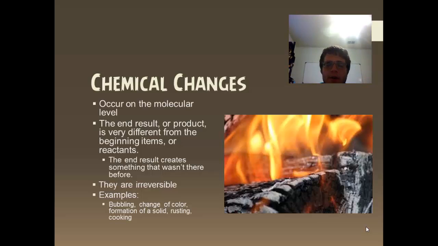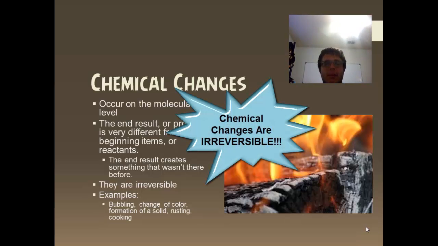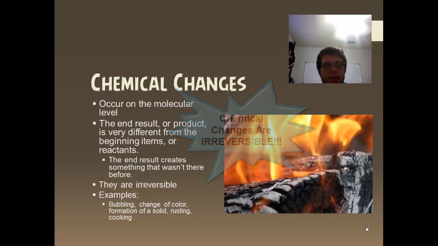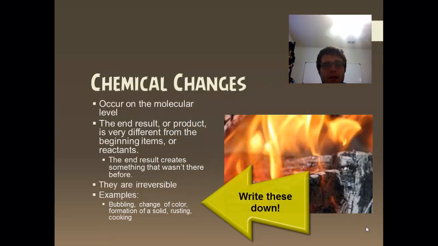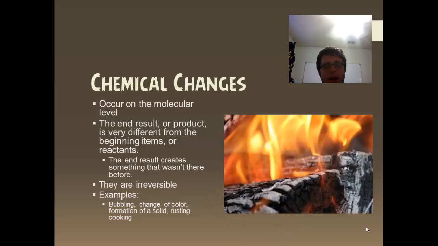but also it can't be reversed. You can't do anything to bring that wood back to the way it was whenever you first put it in the fire. There are other examples and indicators of chemical changes: bubbling, change of color, formation of a solid at the end, which is called a precipitate. We'll talk about that later. Rusting is a big chemical change. When you leave your bike outside for too long in the weather and it gets all rusty, that is a definite chemical change. Something else has come out of the reaction of iron with the air.